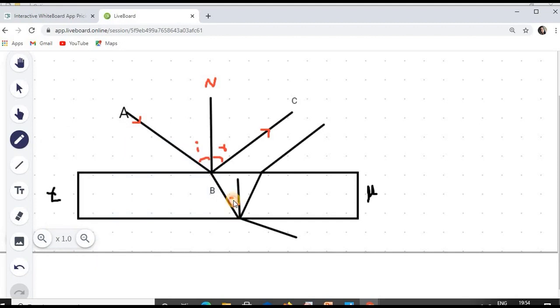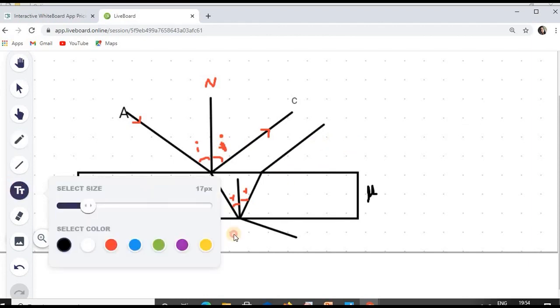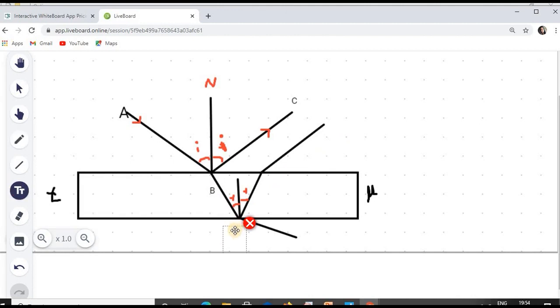Suppose this is R, this is R, and I'll name this as I. Angle of incidence is equal to angle of reflection, so both of these I'm going to name as I, and the other both I'm going to name as R. Now I can name this as F. BF is the transmitted ray.